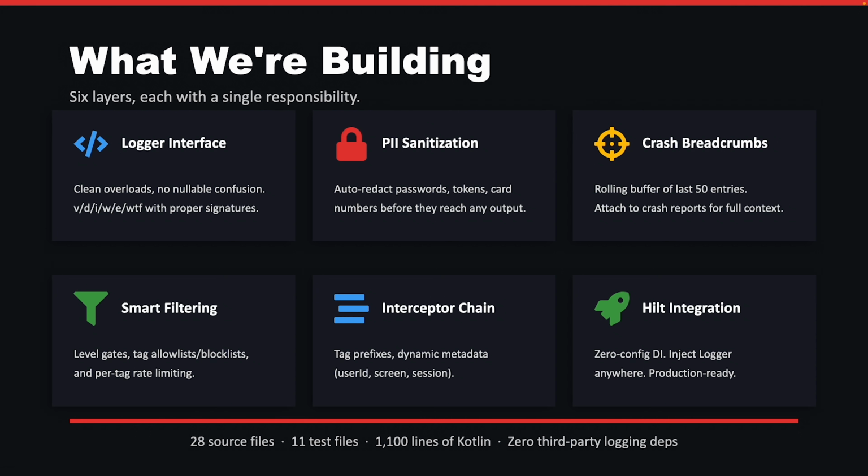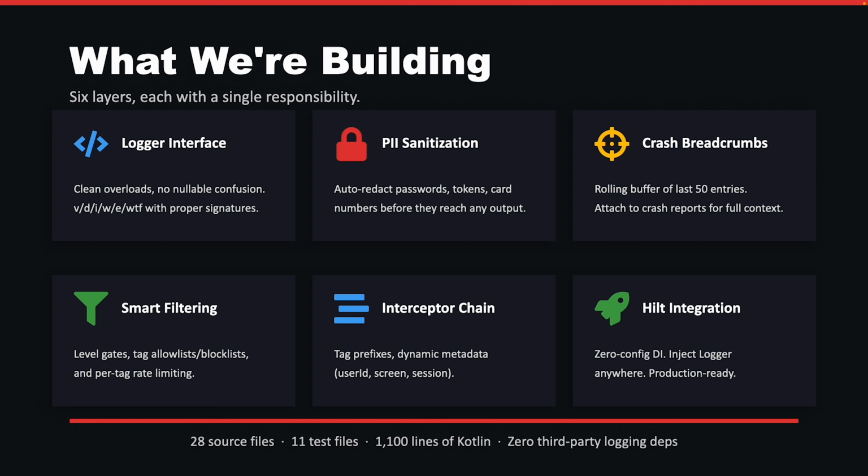Third, crash breadcrumbs. A crash breadcrumb interceptor that keeps a rolling buffer of the last 50 log entries. When a crash happens, you call get breadcrumbs and attach them to a crash report. Instead of a bare stack trace, you get 50 entries of context showing exactly what happened before the crash.